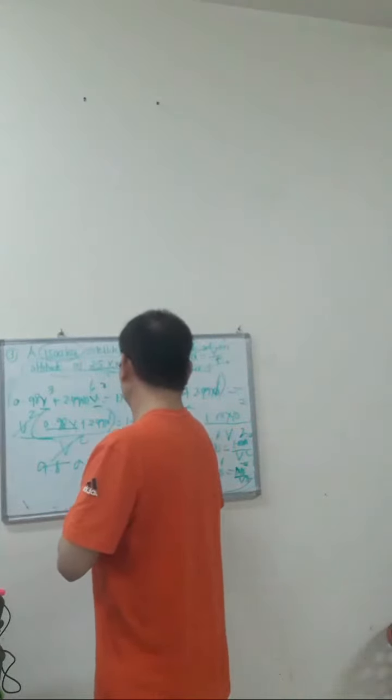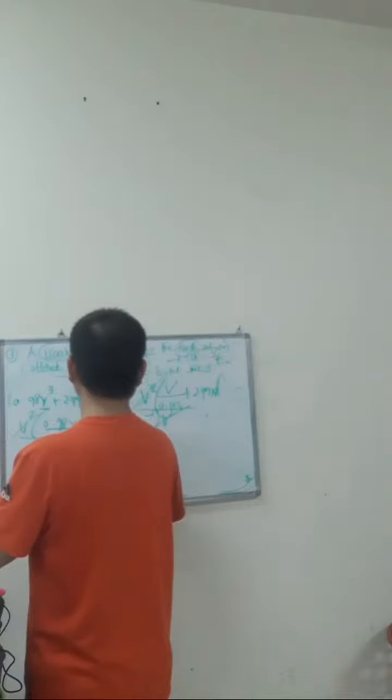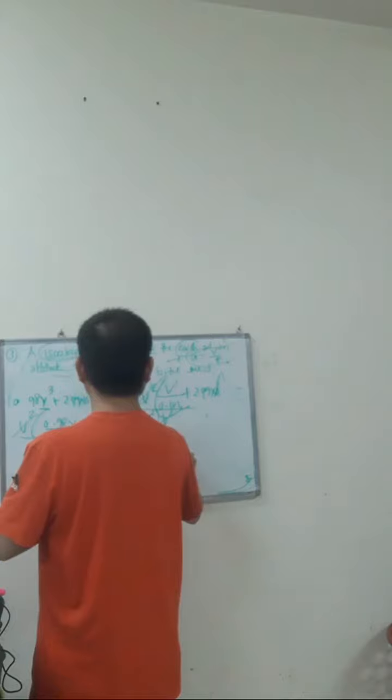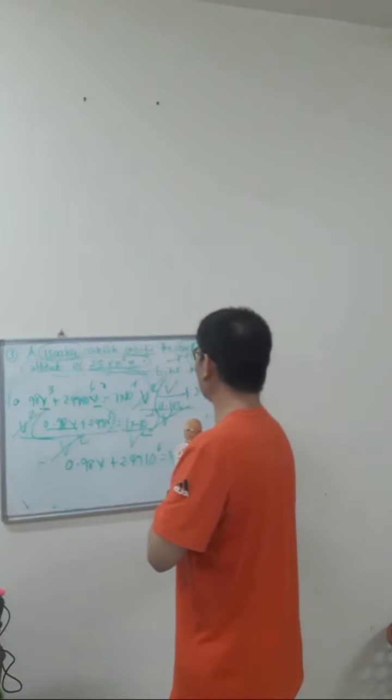So simplify. You get the point. So 0.98V plus 2.49 times 10 to the 6 V squared is equal to 1 times 10 to the negative 11 over V squared. Then use calculus to solve.